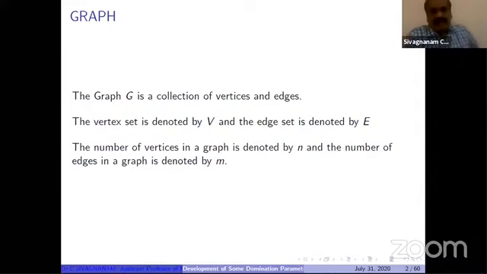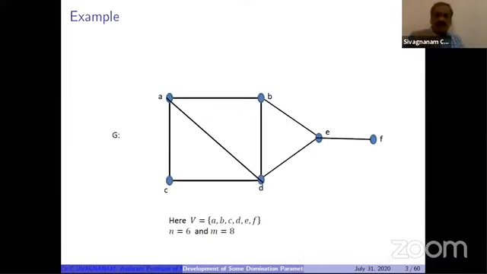Usually, the vertex set is denoted by capital V, and the edge set is denoted by capital E. The number of vertices in a graph is denoted by small n, and the number of edges in a graph is denoted by small m. So consider this example. We are starting from some basic concepts. This is a graph G. It contains 6 vertices and 8 edges. So n equals 6 here and m equals 8.